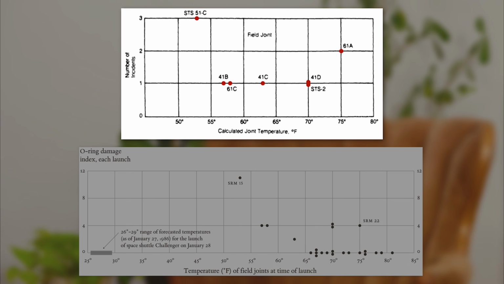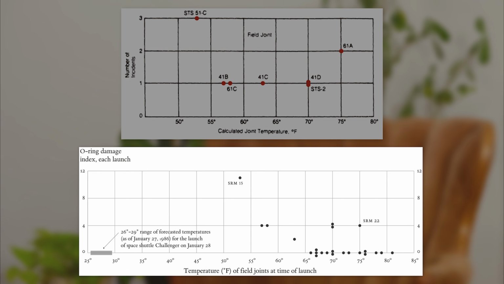Yes, this graph shows you the temperature dependence of instances of damage, but only this graph shows you that at higher temperatures, the vast majority of launches were fine, and it's only at low temperatures where O-ring damage becomes a common problem. These numbers become evidence by being in relation to these ones.